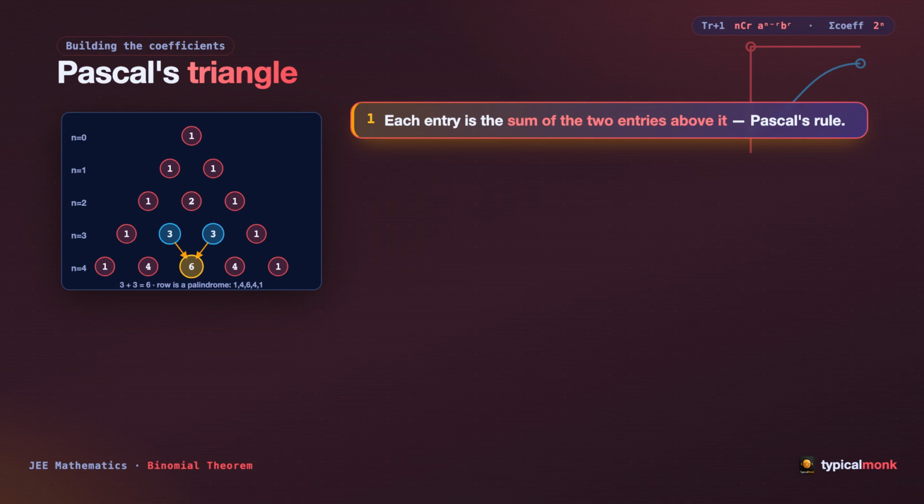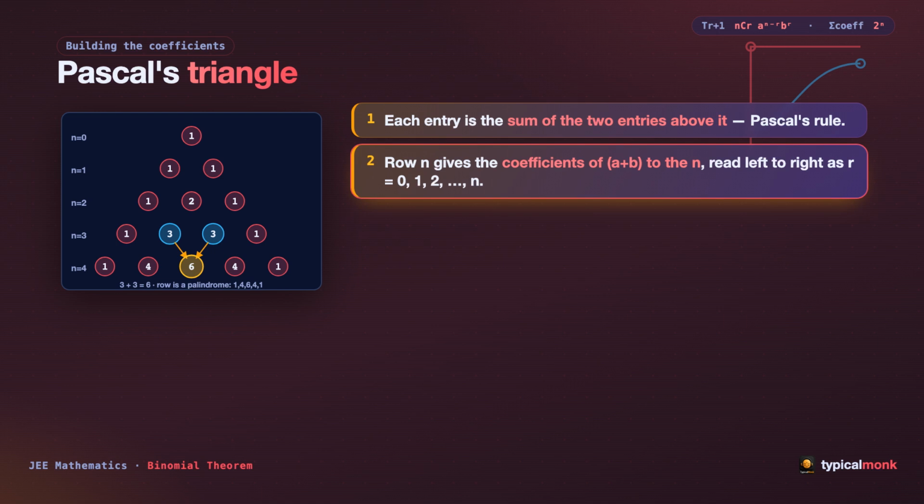Now, look at this triangle, because it turns the whole chapter into a picture. 5 rows from n equal to 0 at the top down to n equal to 4. First, the building rule. Every entry is the sum of the 2 entries sitting just above it. Look at the 6 in the bottom row. It comes from 3 plus 3 in the row above. That single rule builds the entire triangle forever.